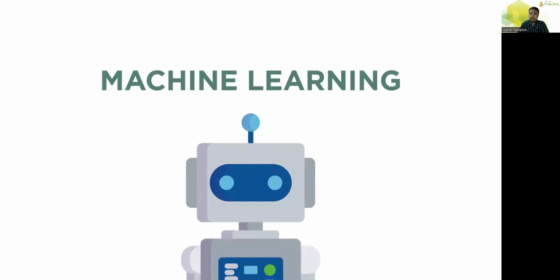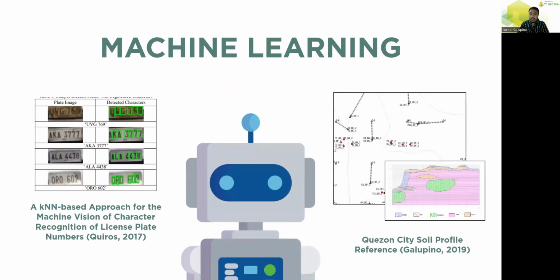Machine learning will play a significant role in developing these models because it will learn from the soil data, recognize patterns, and make decisions with minimum human intervention. Machine learning can also automate the models of soil data processing. These are just examples of applications of machine learning in local studies in the Philippines.